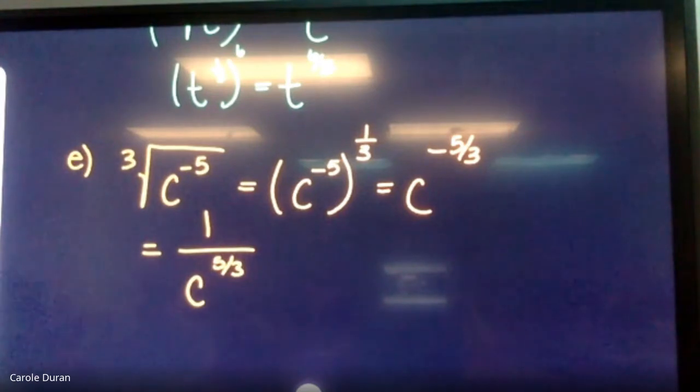Okay, let's do one more and then we'll move to the second portion. Go ahead on your own and rewrite this as a radical expression.